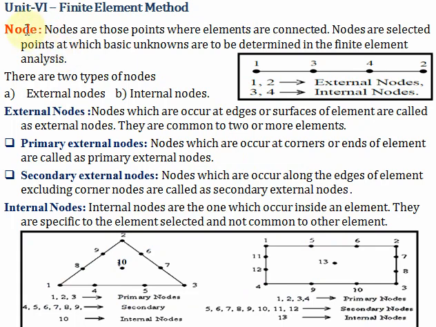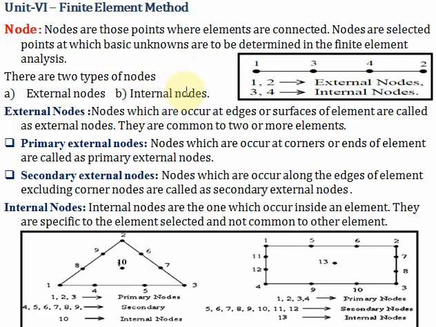So what is a node? Nodes are those points where elements are connected. Nodes are selected points at which basic unknowns are to be determined in finite element analysis. Where two elements are connected, that point is called a node. So nodes are the selected points at which the basic unknowns are to be determined in the finite element method. There are two types of node.